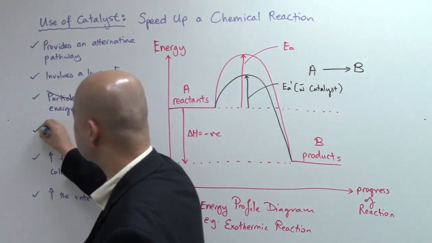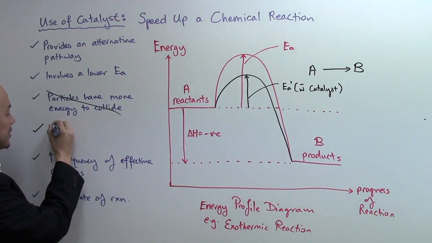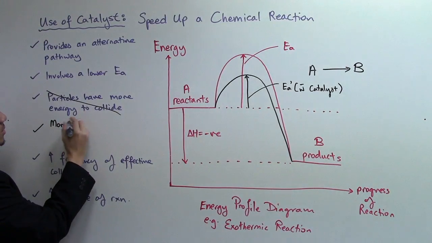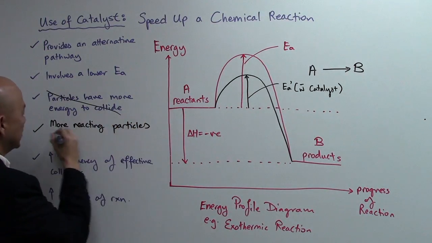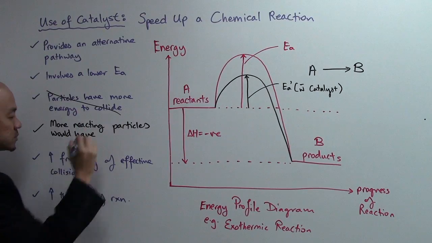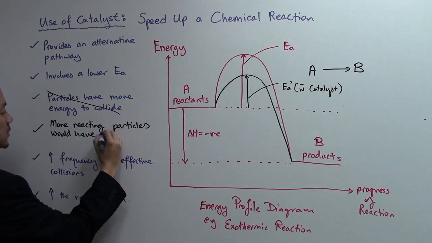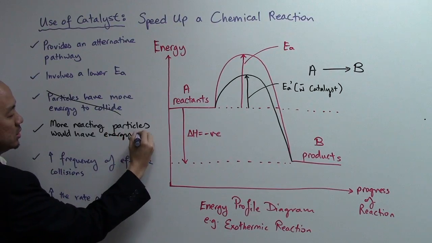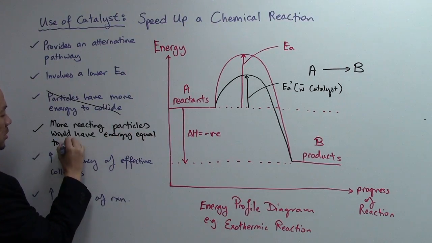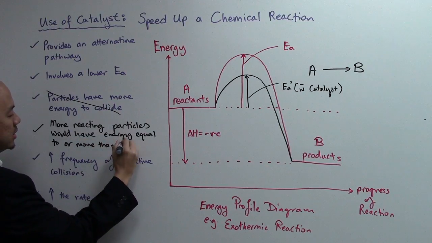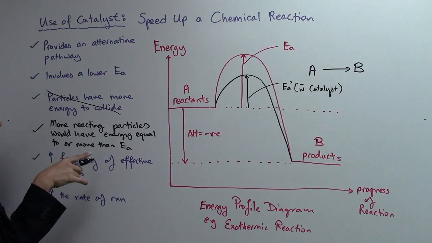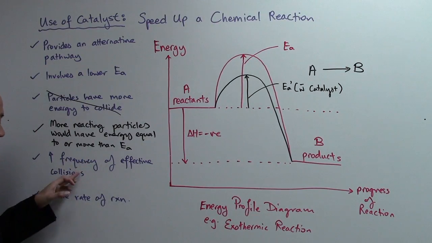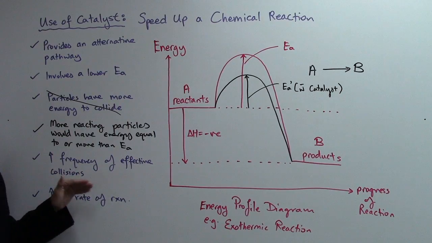Instead, I'll write this. I'll state that they will now have more reacting particles that would have energy equal to or more than EA. More reacting particles would now have energy that's equal to or more than the activation energy. Such that they will increase the frequency of effective collisions and thus increase the rate of reaction.